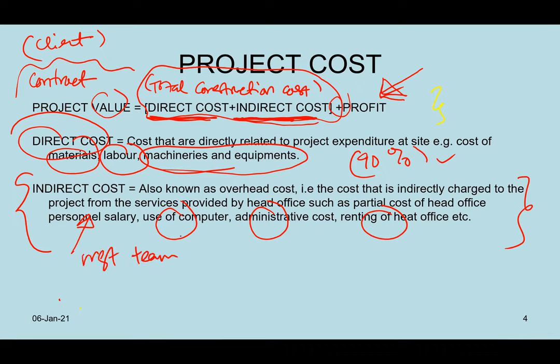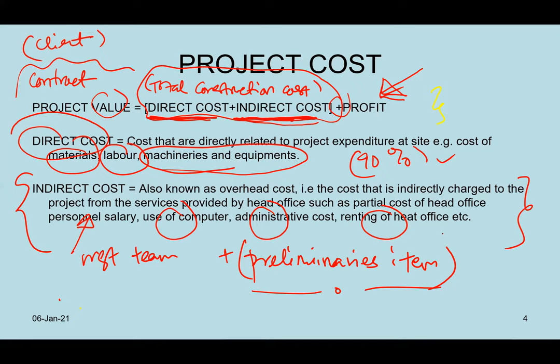All basically being paid, and the rest are basically preliminary items in any contract. If you are familiar with a contract document, maybe perhaps you have learned in another class, there are things that we call preliminary items, including all these things, but there are some extra. So all goes into indirect costs. When you add together indirect costs plus direct costs, that would be considered as construction costs.